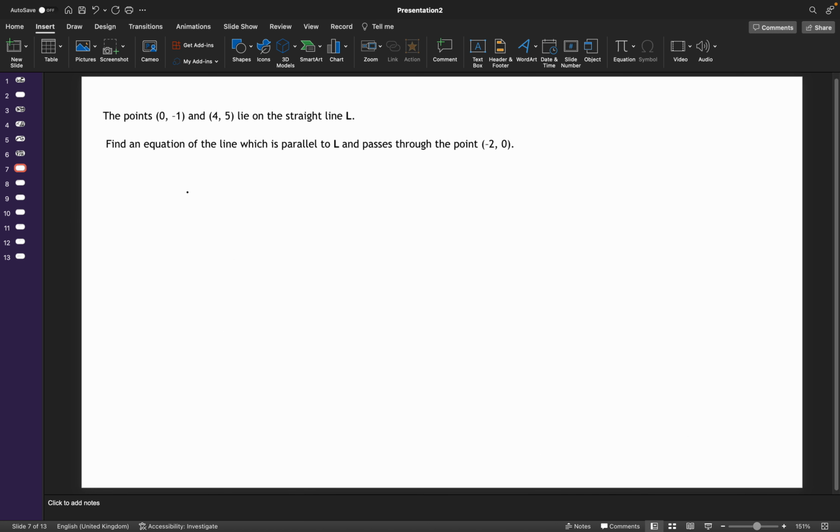The points 0, negative 1 and 4, 5 lie on a straight line L. So these are the points on a line. We want to find the equation of a line which is parallel to L and passes through the point negative 2, 0. So this is what I was talking about. 0 and negative 1, 4 and 5. We want to find the equation of the line, right? How do we find the equation of this line? We just need to find the gradient of the line.